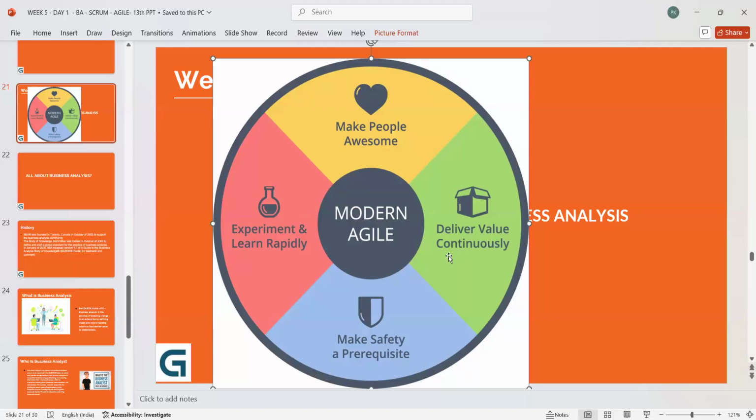Now, last but not the least, I will take the chance to read it out. That is, make people awesome. This is one of my favorite elements of this entire process: by delivering continuously good value products, by ensuring that safety is maintained, by implementing newer innovations and coming up with better solutions, what happens? People actually become happy and they become awesome. Even you as an organization who is implementing all that are benefiting, along with that, the customer for whom you're doing this is also benefiting, right? So it's a win-win situation and everybody is happy about it.